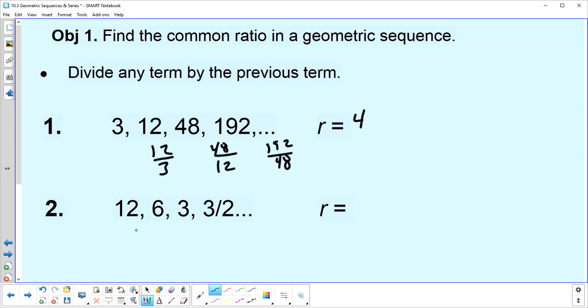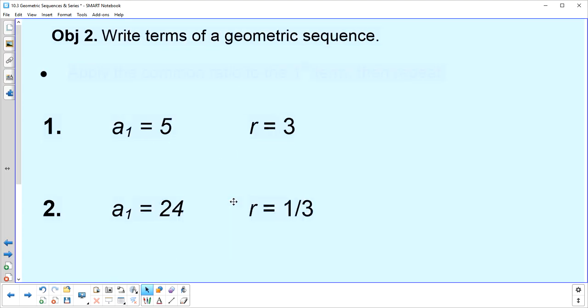So here, be careful on this one because a lot of times people say 2 because 6 times 2 is 12, 3 times 2 is 6. But really, remember, you need to take one term divided by the previous term. So it would be 6 over 12 or 3 over 6, and those are going to reduce to a common ratio of 1/2, meaning we're getting half as large each time.